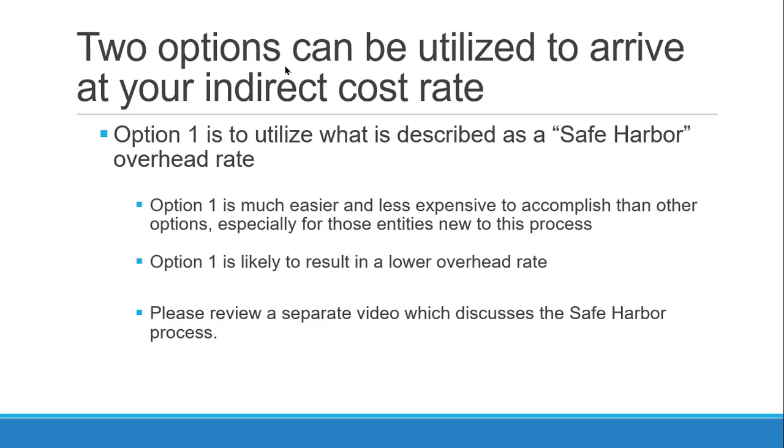There are two options that can be utilized to arrive at your indirect cost rate. Option one is to utilize what is described as a safe harbor overhead rate. Option one is much easier and less expensive to accomplish than other options, especially for those entities new to this entire process. Option one is likely to result in a lower overhead rate, however. Please review a separate video which discusses the safe harbor process.